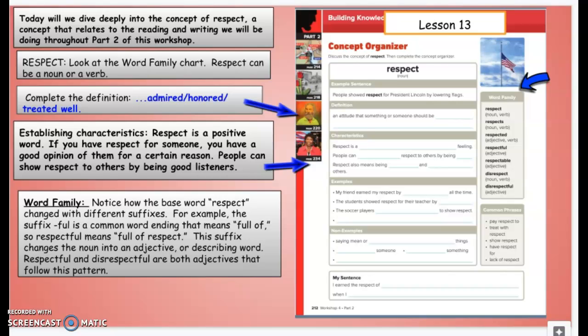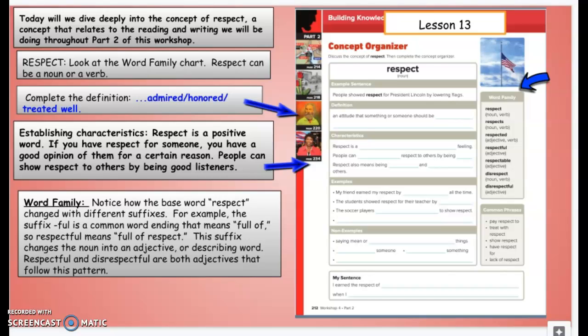Okay, so if you look at the word respect, we're trying to come up with some characteristics for this concept. You'll notice that I've written on here, respect is a positive word. Remember we talked about denotation and connotation. Denotation is the definition, but the connotation is the emotion that goes with this word.